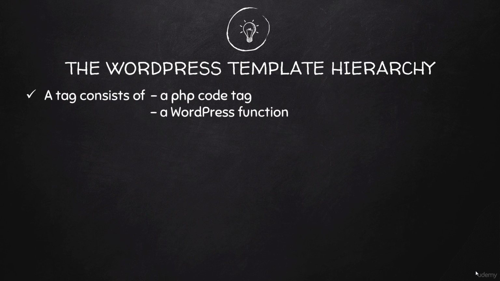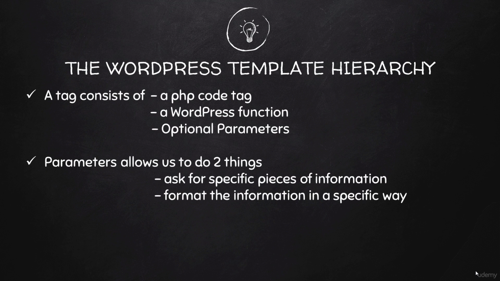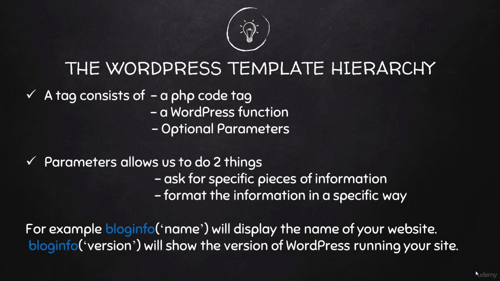Now, a tag consists of a PHP code tag, a WordPress function, and optional parameters. These parameters allow us to do two major things. One is to ask for very specific pieces of information, while the other is to format the information that we receive in a very specific manner.